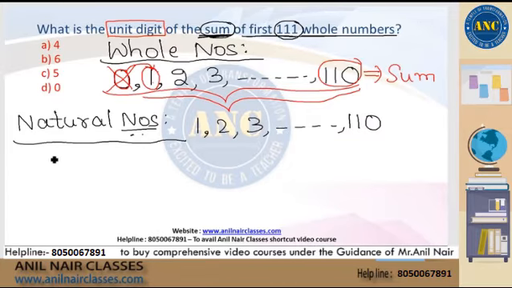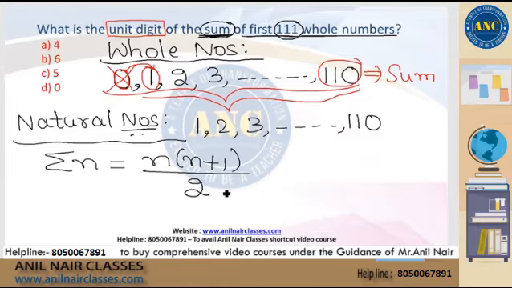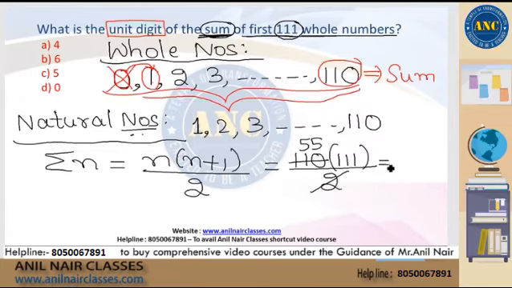The sum of the first n natural numbers is given by the notation summation n, which is n into n plus 1 divided by 2, where n in this question starts from 1 and ends at 110. Totally 110 terms are available. So n is 110, into n plus 1 is 110 plus 1, divided by 2. 2 into 1, 2 into 55. But right now I need to multiply 55 into 111.